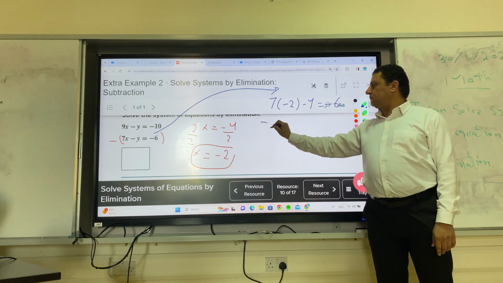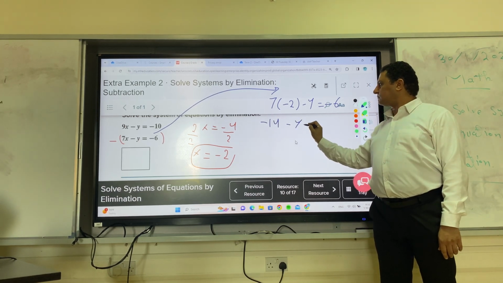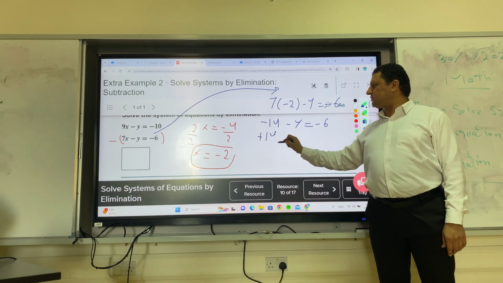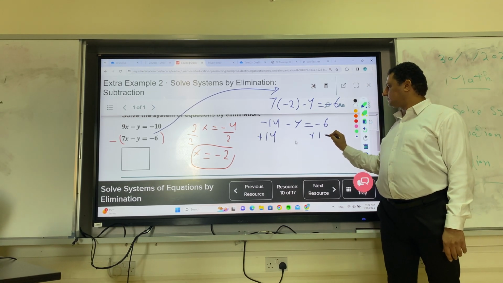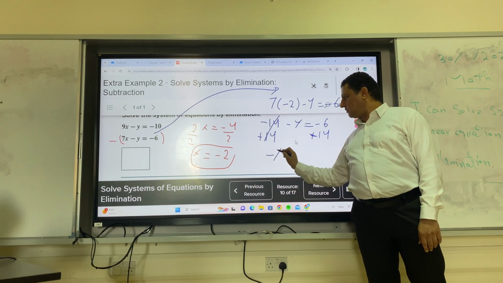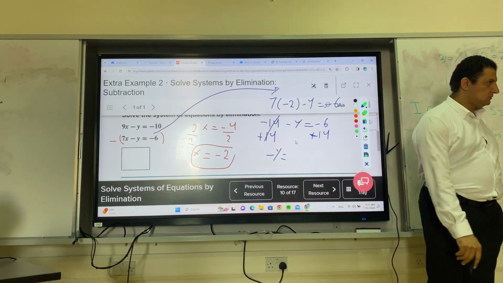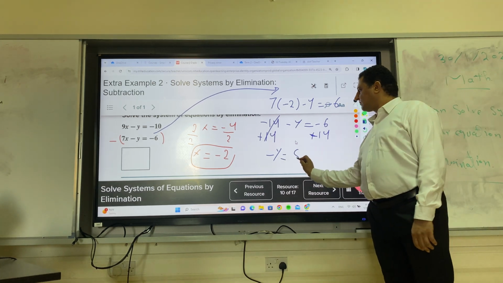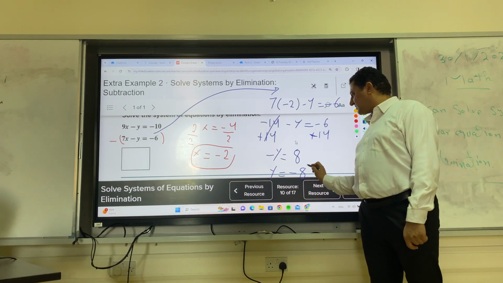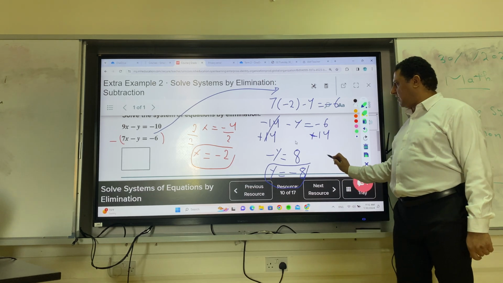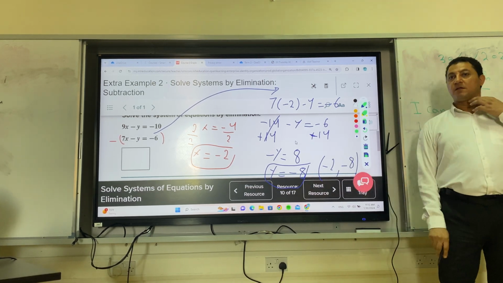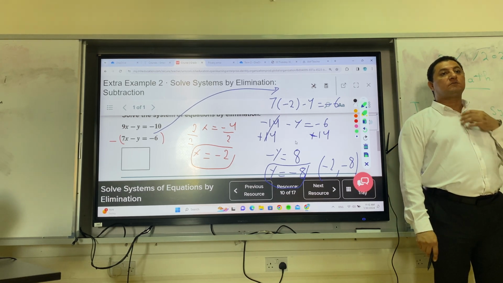Negative 14 minus y is negative 6. Let's add 14 in order to isolate y. Then negative y equals 8. Then y equals negative 8 because I need y, not negative y. So the ordered pair is negative 2 and negative 8. Okay?